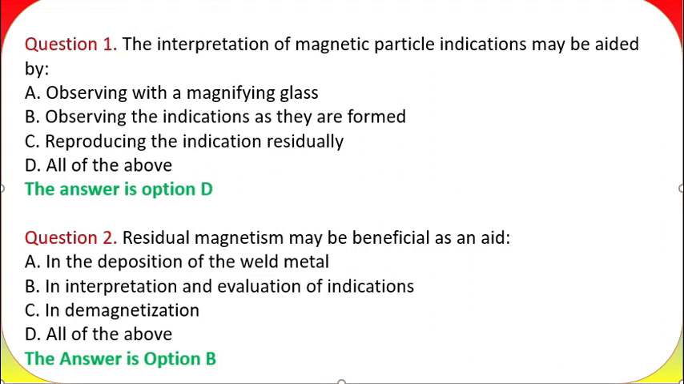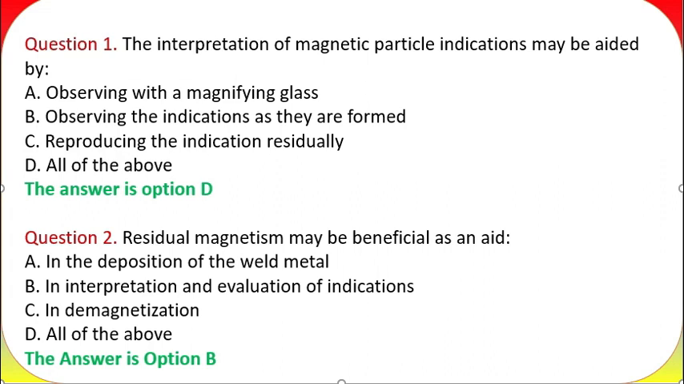Question 1. The interpretation of magnetic particle indications may be aided by: A. Observing with a magnifying glass. B. Observing the indications as they are formed. C. Reproducing the indication residually. D. All of the above. The answer is option D.